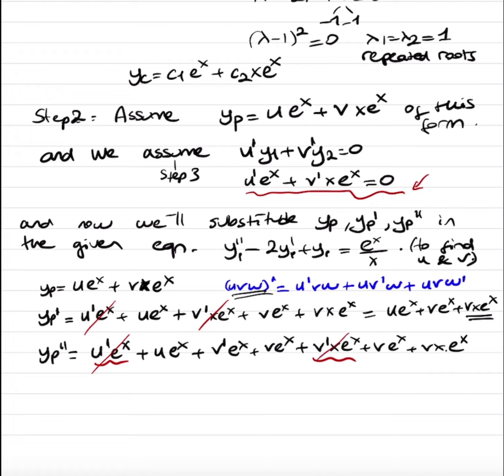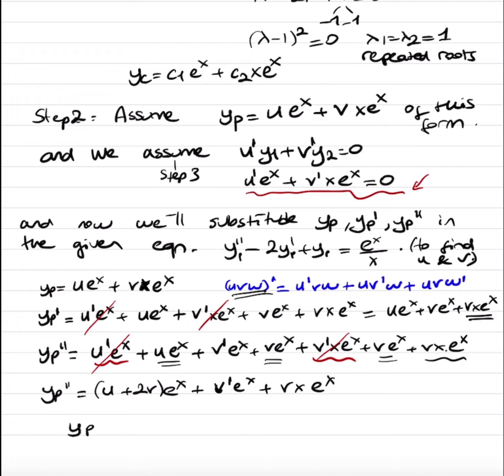So these will cancel, and now, okay, let me write it, yp double prime. So you have u plus 2v e to the power x plus v prime e to the power x, vx e to the power x. So we need to be careful because you see the calculations are sometimes complicated. Now let's substitute in the equation.